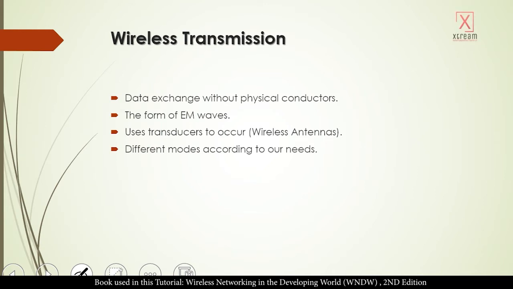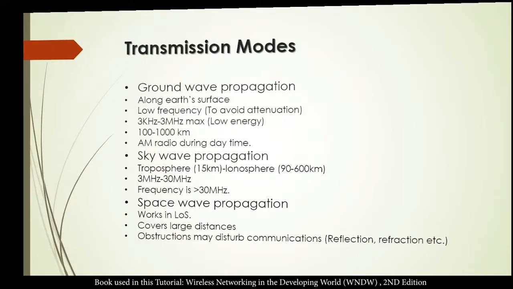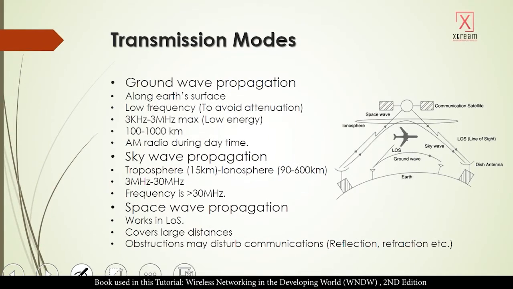We will discuss antennas in detail in the coming slides, and before that we will discuss the different modes according to our needs in our daily life. So wireless transmission can occur in different modes. Now, what are transmission modes? Transmission modes are different situations or procedures via which we can send the data from one place to another.